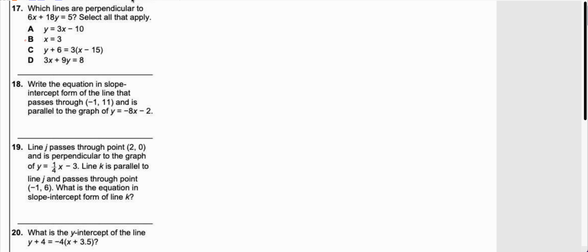Equation in slope-intercept form of the line that passes through (-1, 11) and is parallel to the graph of y equals -8x minus 2. All right, so I know the slope and I know the point. So would it end up being y minus 11 equals -8 times x plus 1? Whoa, where did that come from? Hold on.